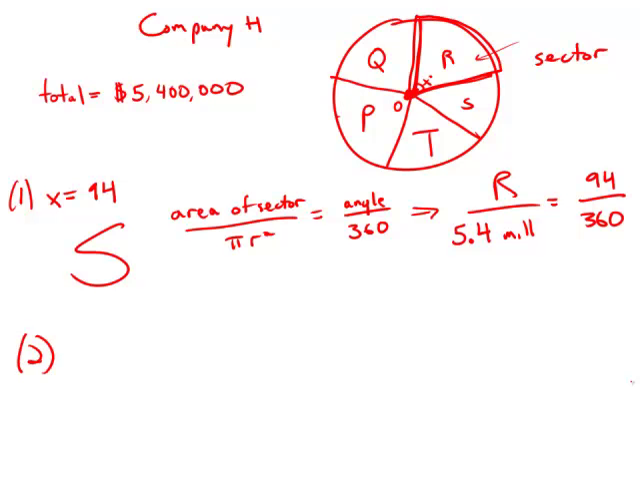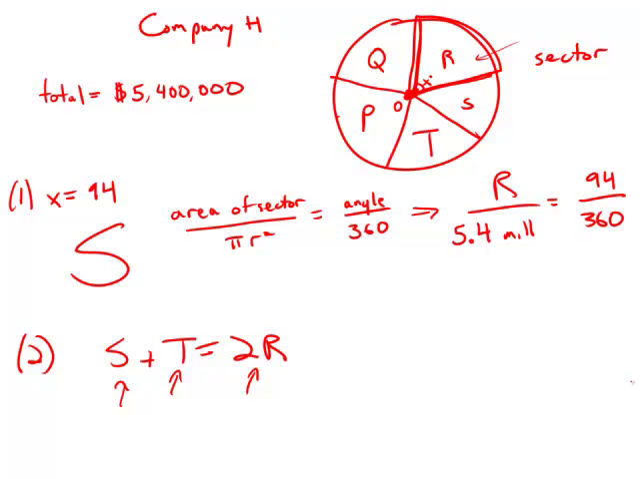Now forget about statement number 1. Statement number 2 tells us that the total expenses for S and T are twice as much as the expenses for R. So S plus T equals twice as much as R, 2R. Well, unfortunately, we have no idea what any of these numbers are. We have 3 unknowns here.